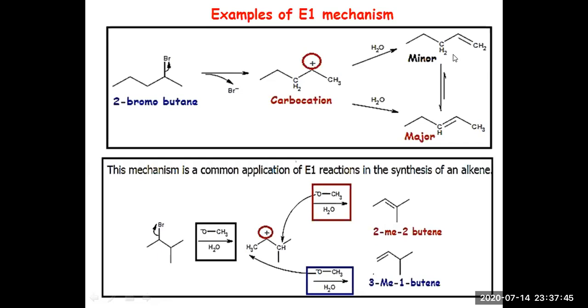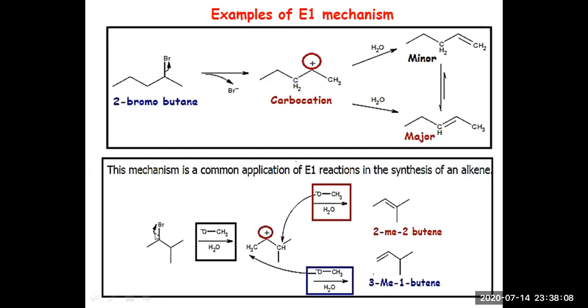If I come here, the double bond is between these two carbons. Two hydrogens are already attached to this particular carbon and one hydrogen to the other. So there are three hydrogens attached to the olefinic carbons. So this is the less substituted alkene and this is the more substituted alkene. The more substituted alkene will be obtained as the major product.